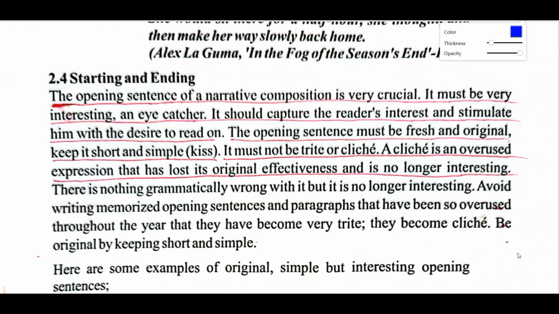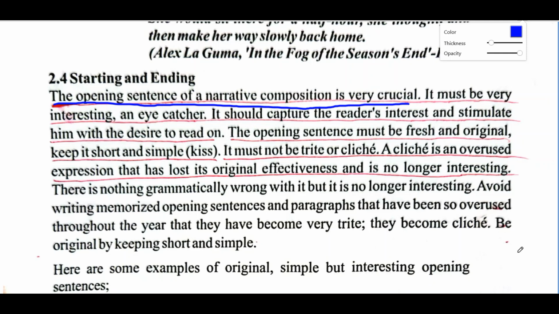Now, away from the point of view, we have what we call starting and ending. The starting is very important. The ending is as well very important. The opening sentence of a narrative composition is very crucial, because this can be an eye catcher. We want the first sentence to attract the reader's attention. So the first part should not be boring.